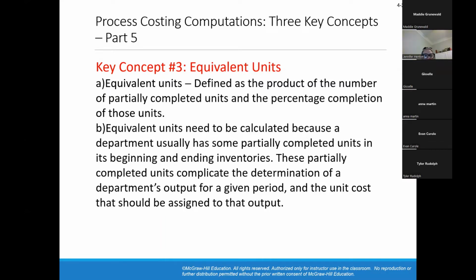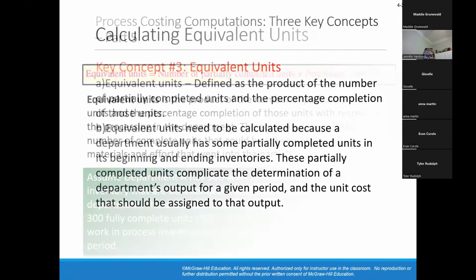And these partially completed units complicate the determination of the department's output for the given period and the unit cost that should be assigned with the output. So we're just trying to account for those variances. You have some that are in there in the beginning, some that move out during the period, and some left in there that aren't completely complete. So you'll have beginning and ending that are different, probably different in the percentage completion as well. So we need to try to figure out a way to account for that.